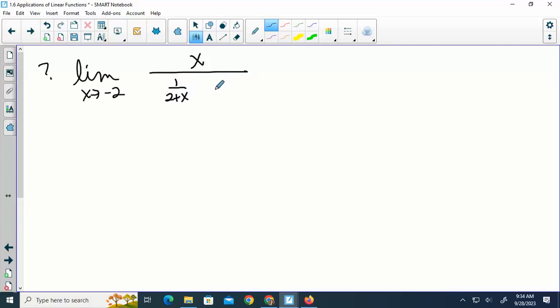So we check, we can't just plug in because we're getting a 0 on the bottom. So we have to get a common denominator, so we can put these together into one fraction. This one has a denominator of 2 plus x, this one has 2. We need them to match. So this one needs 2 on top and bottom. This one needs 2 plus x on top and bottom.